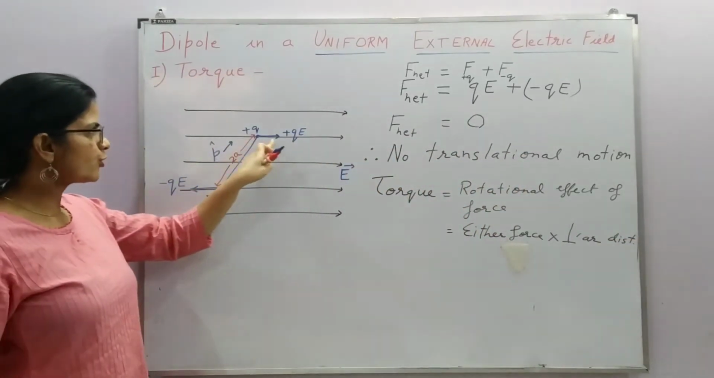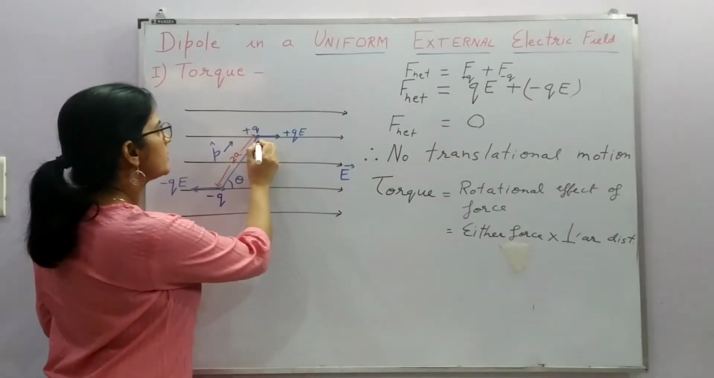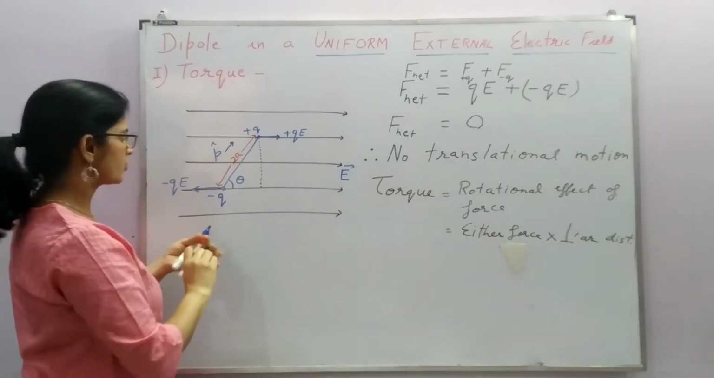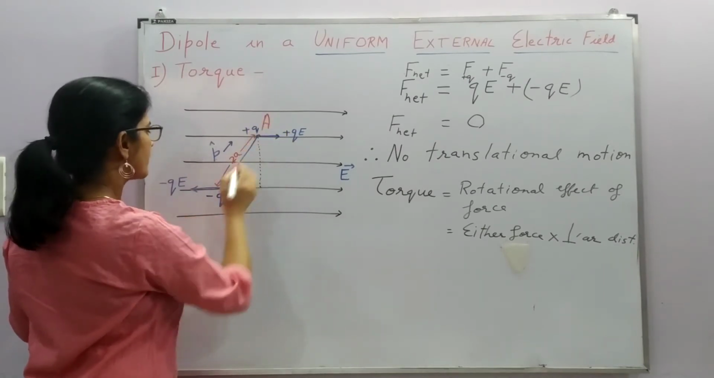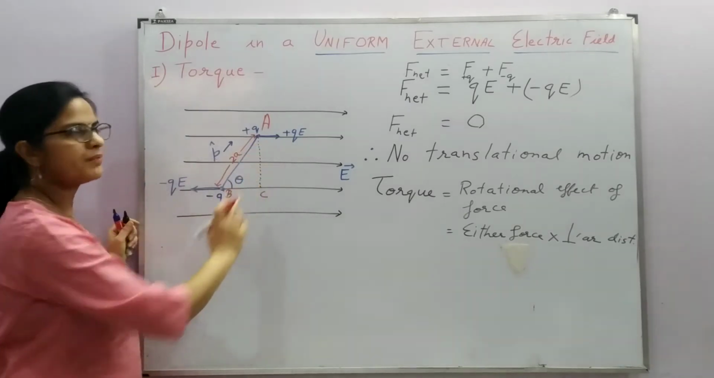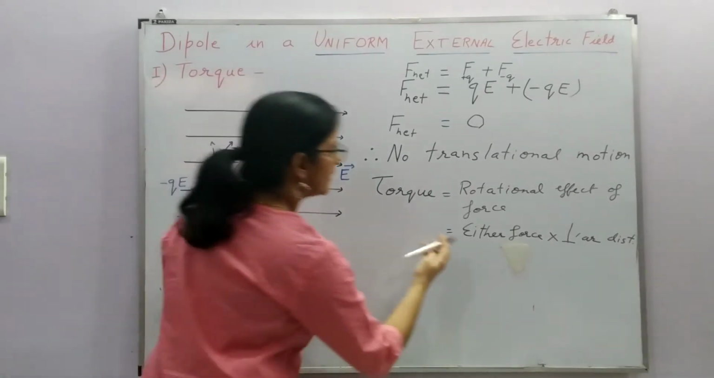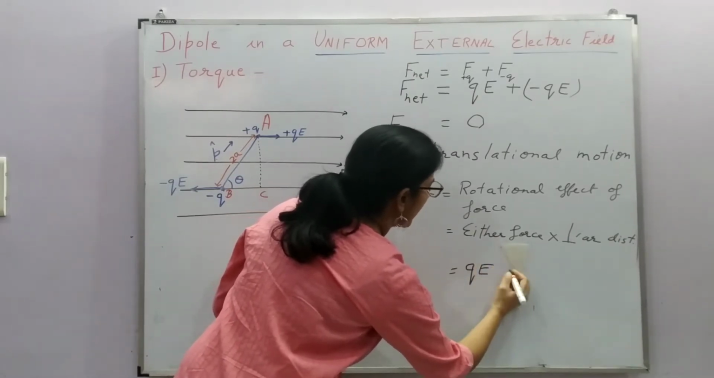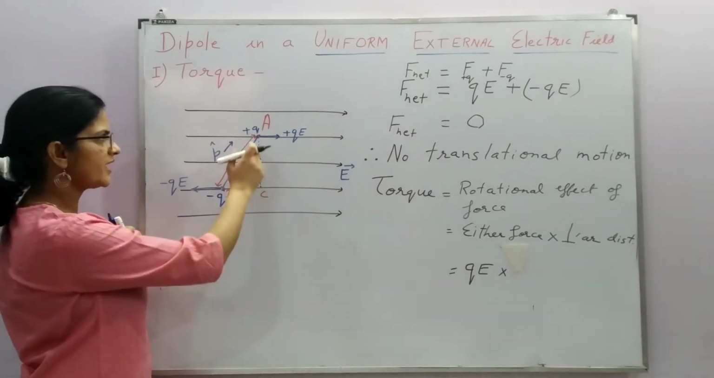So if we look at these forces, QE and minus QE, the perpendicular distance between these two will be this part. So if I mark different parts of this triangle, this is A, this is B, this is C, then AC will be the perpendicular distance between these two forces. So either force will be QE. And for the perpendicular distance, we have to use a relation between AC and AB.